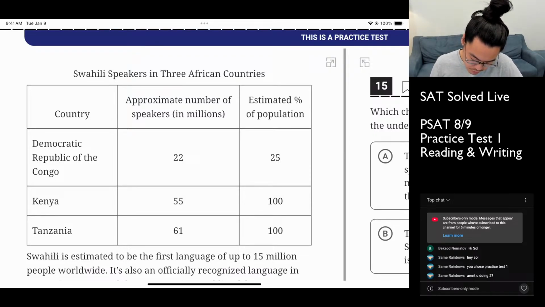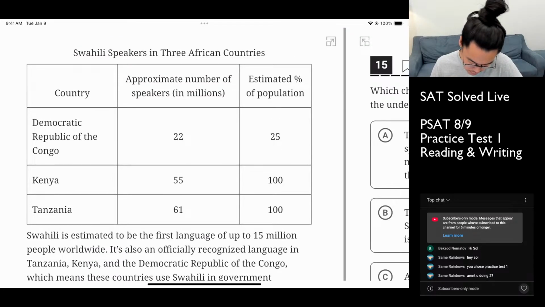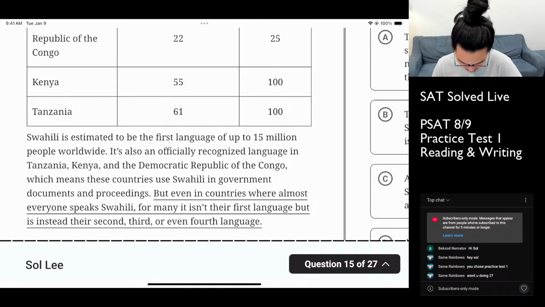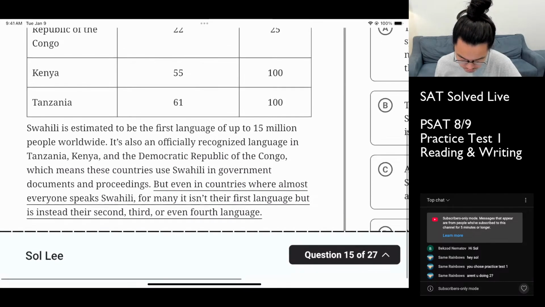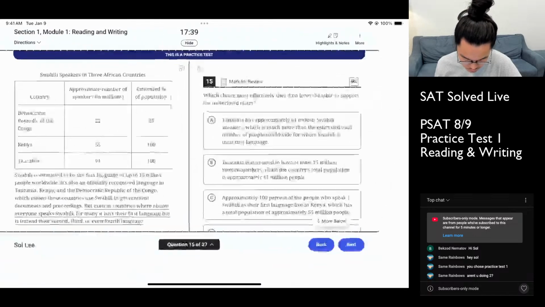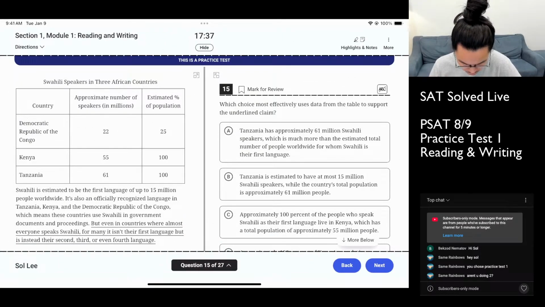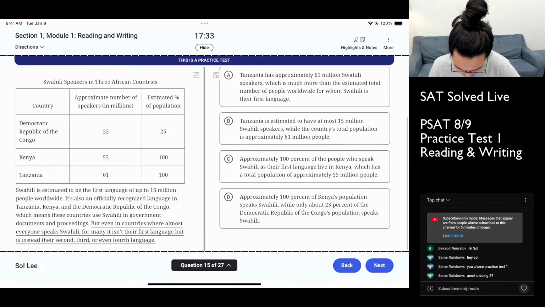Swahili speakers, 3 African countries, estimated population. Kenya and Tanzania are 100% Swahili. Congo is 25. It isn't even their first language, second, third, or fourth. Okay, got it. So even in countries where almost everyone speaks it, that's Kenya and Tanzania, and we just need evidence from the table.